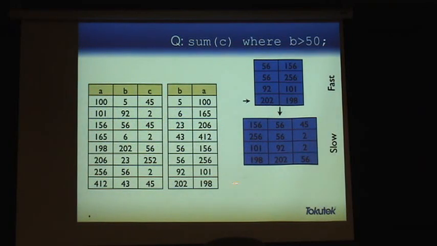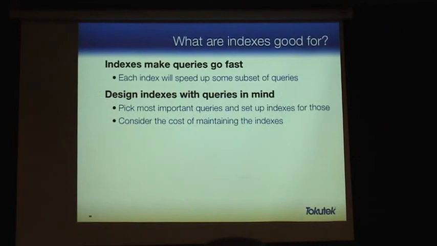And you go and you finally get the value. And so this is the model that we're going to be using to understand what the performance of doing queries on a table is going to be. So what are indexes good for? The reason we have indexes is that it's going to speed up a bunch of queries. That's why you bother even maintaining them.